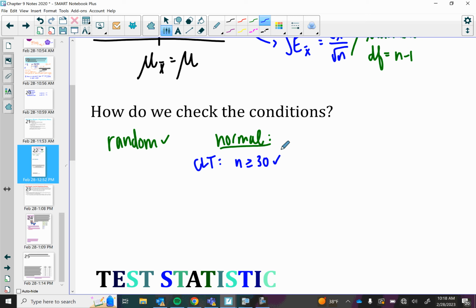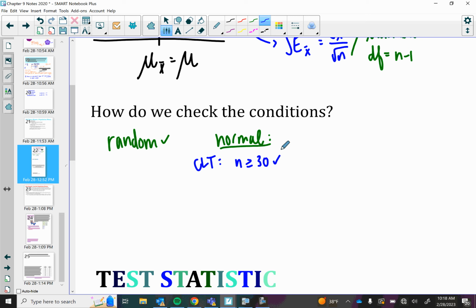Hi, we're going to talk about 9.3, tests about a population mean. A lot of what we talk about is going to be the same as what we did in 9.2, obviously with means, not proportions. And the things that change about this test are going to be similar to what we saw in chapter 8.